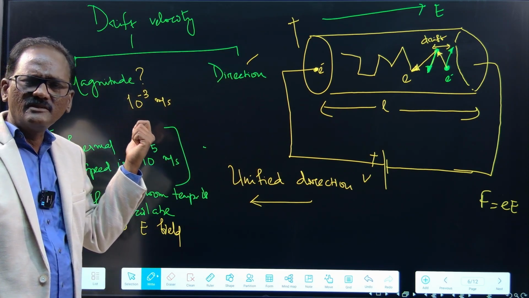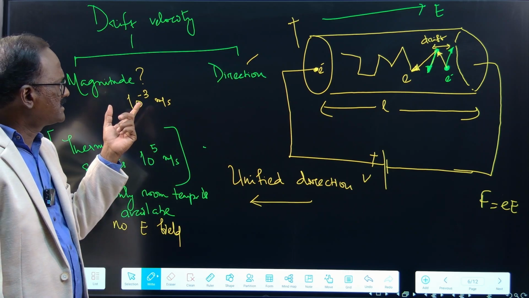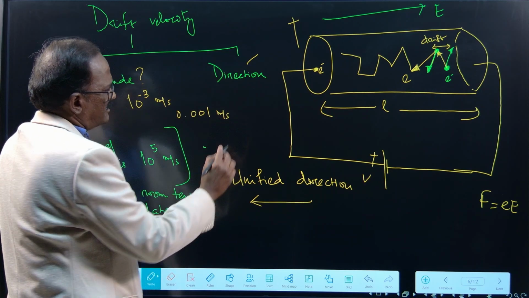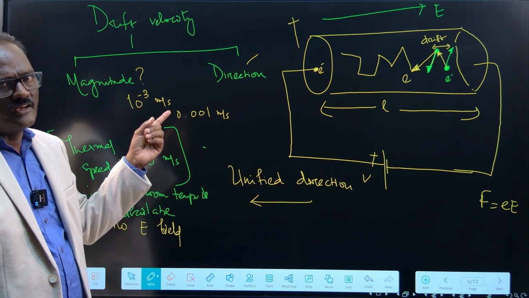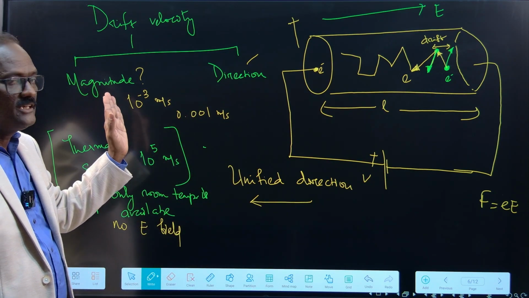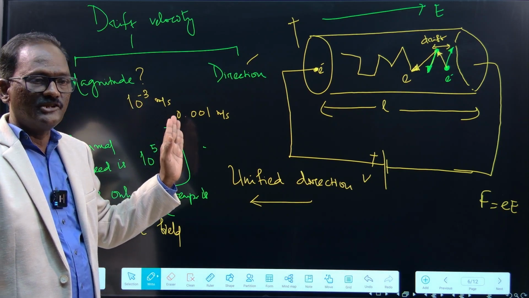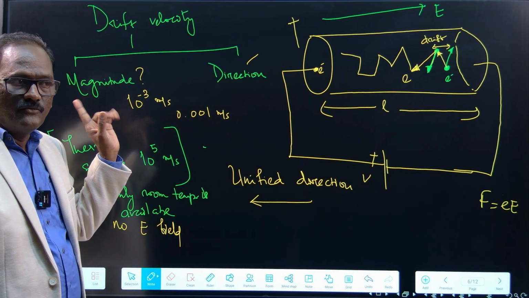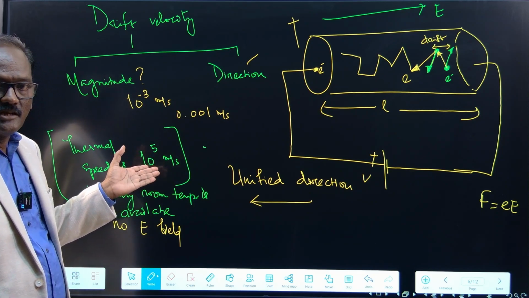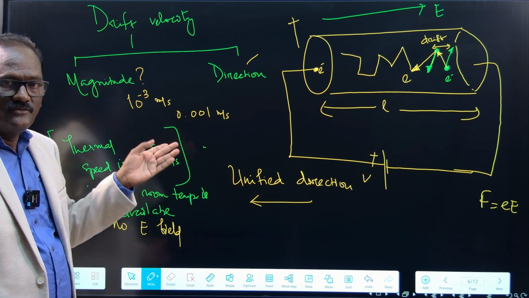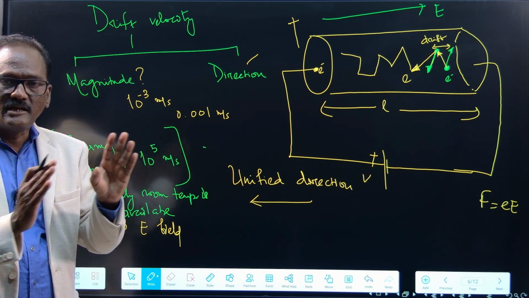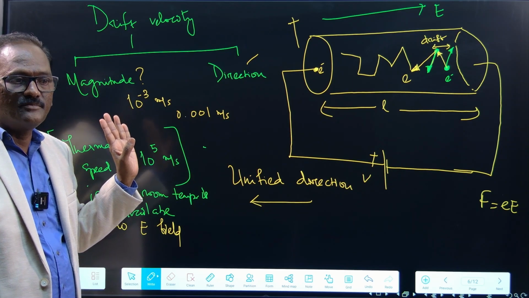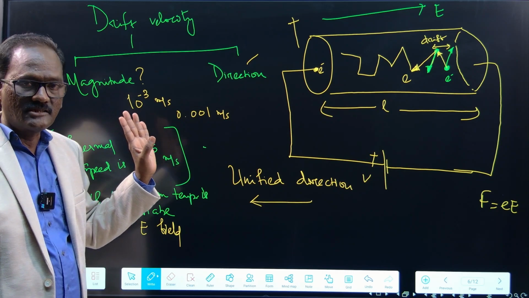So the magnitude is a very, very low value, 10 to the power of minus 3 meter per second, 0.001 meter per second, right? Look at how small this value is. Why is its speed getting reduced from this value to this value? If only thermal velocity is available, it is such a big number, but if both thermal velocity as well as electric field are available, it comes down to 10 to the power of minus 3 meter per second. Let us see why it is happening.